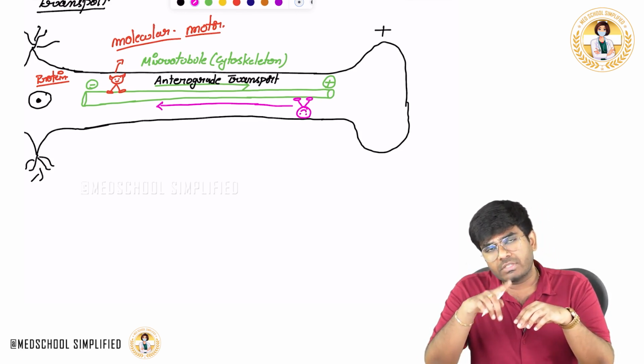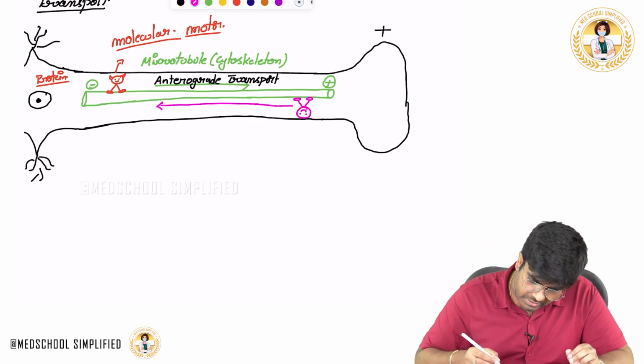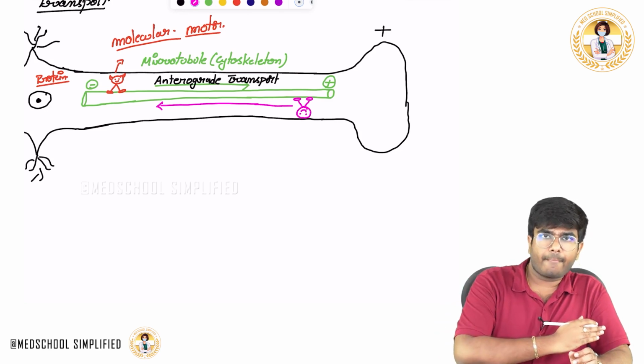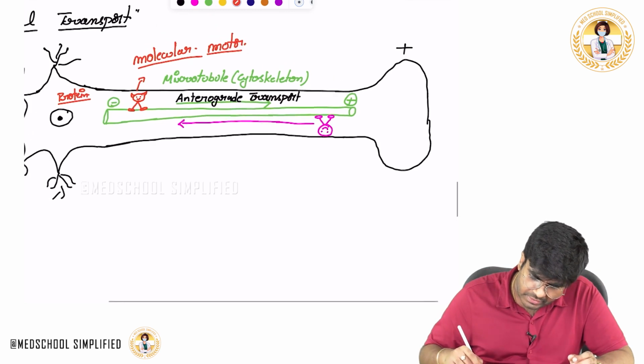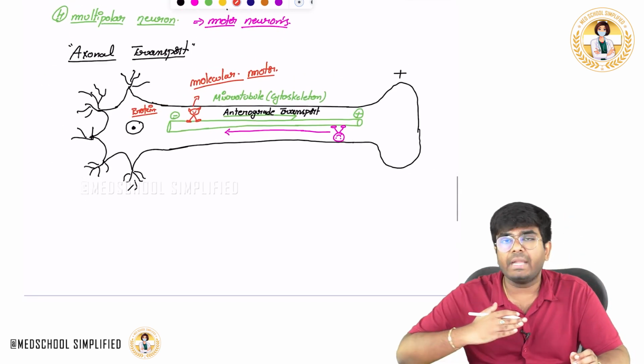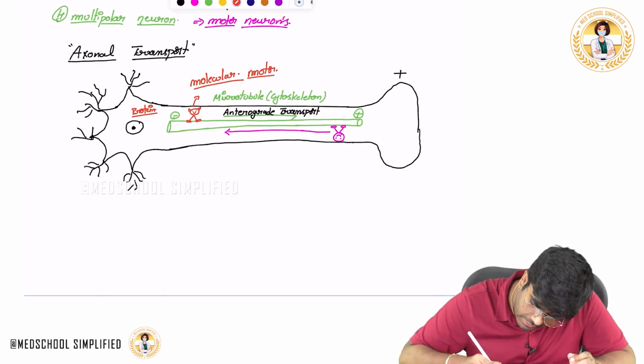One fellow is moving towards the positive end. The other fellow is moving the substances towards the negative end. So the molecule which is helping in the anterograde transport, this red color fellow, is called a kinesin.